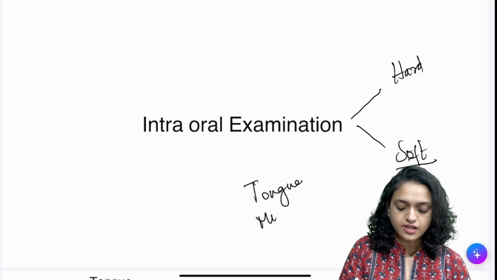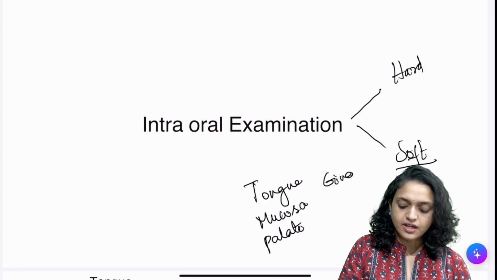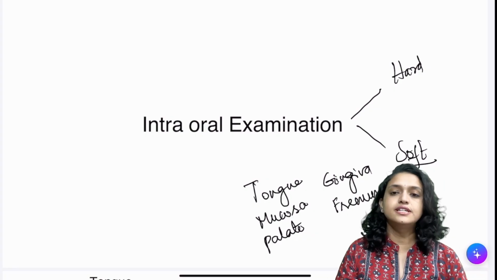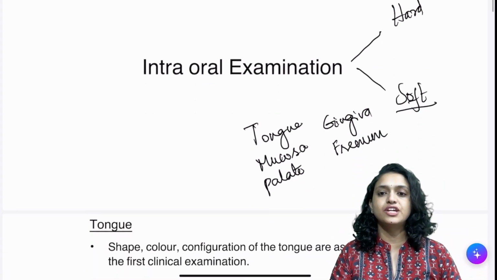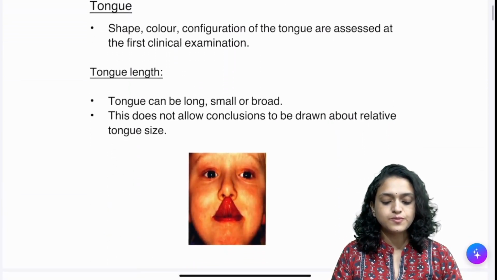the mucosa, the palate, the gingiva, and the frenum. So all these need to be examined. There are implications for each of these things, which we'll be discussing subsequently. First, we'll be starting with the tongue.